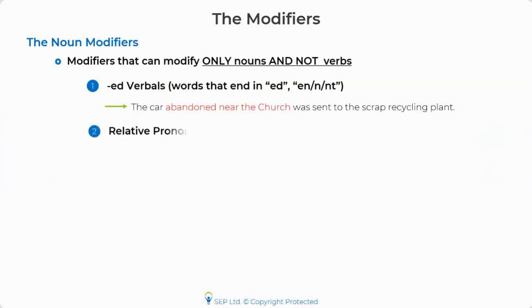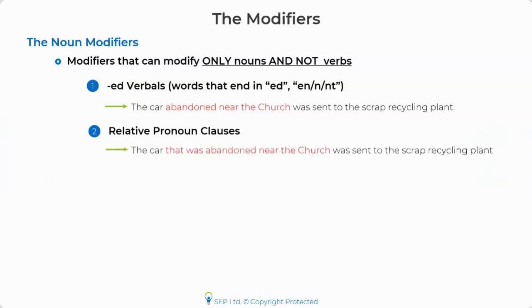All right, guys? Okay. Then you have the relative pronoun clauses which start with who, which, and that. And they give you additional information again only about nouns. Here is an example of the previous sentence converted to a relative pronoun clause sentence. The car that was abandoned near the church. Now this that was abandoned near the church is giving me additional information about the car. All right. And then we have noun phrases. Take a look at this sentence.